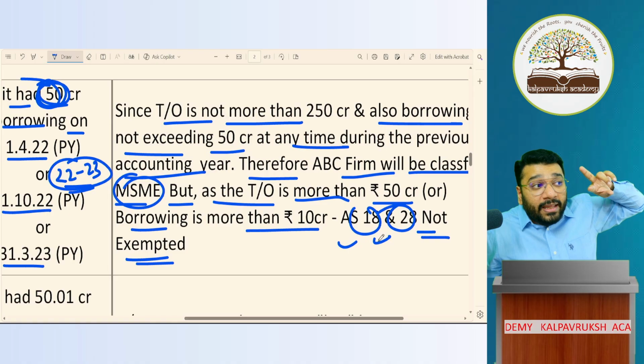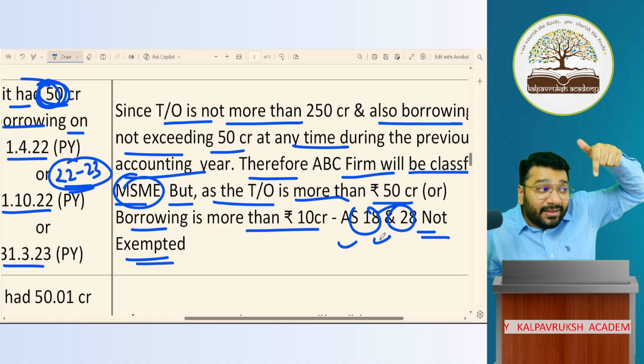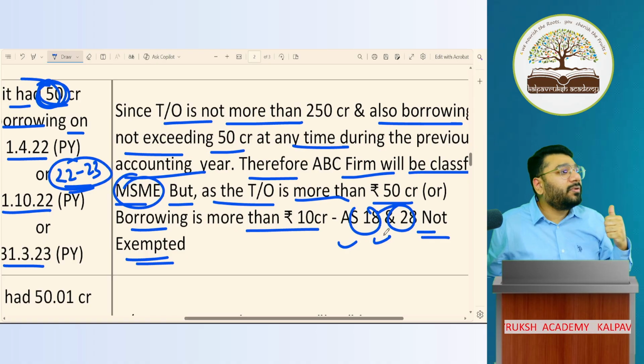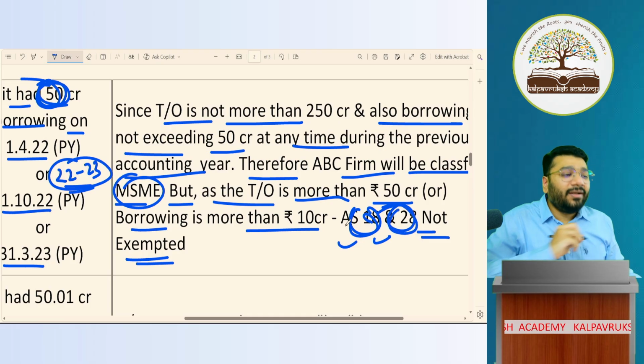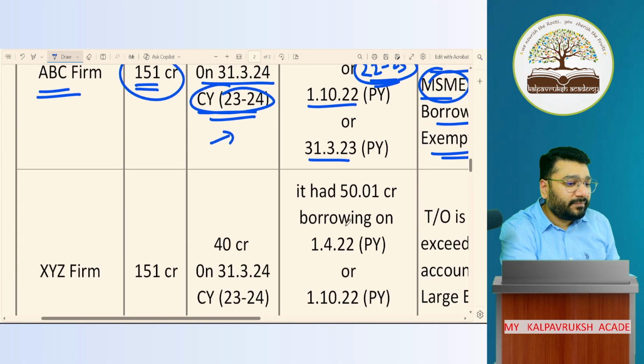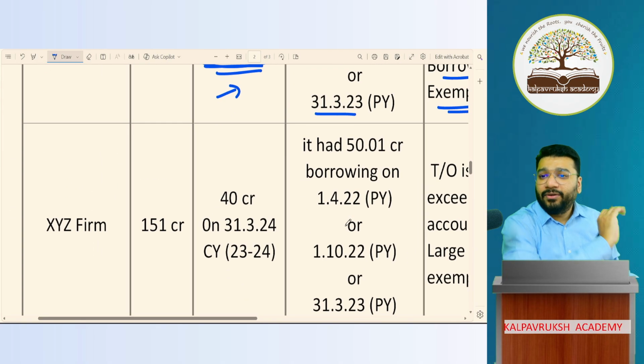And I should not be holding a subsidiary of that entity who is complying with 18 and 28. But here, turnover is also more. Borrowing also is more. So hence I have to comply with 18 and 28. Okay? Any difficulty? Online people, any difficulty? No.